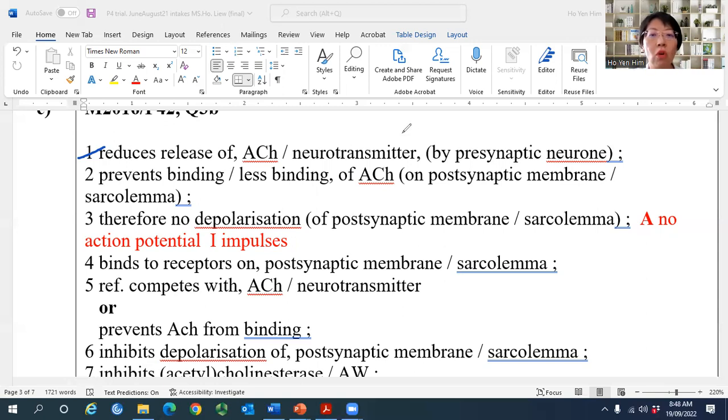Step number 1, it may reduce or prevent release of acetylcholine. Step number 2, it may prevent the binding of acetylcholine to the postsynaptic membrane, which is the sarcolemma, because this is a muscle cell, and therefore there'll be no depolarization. I also accept if students say there'll be no action potential. Ignore impulses, unless you write electrical impulses.